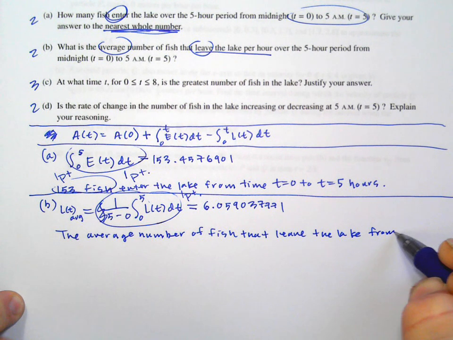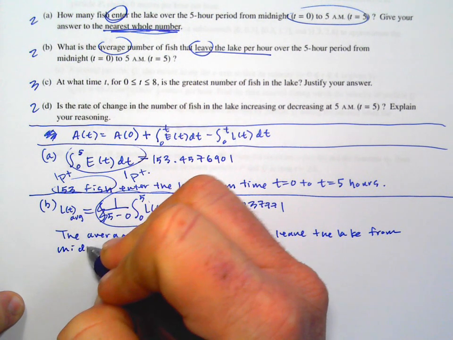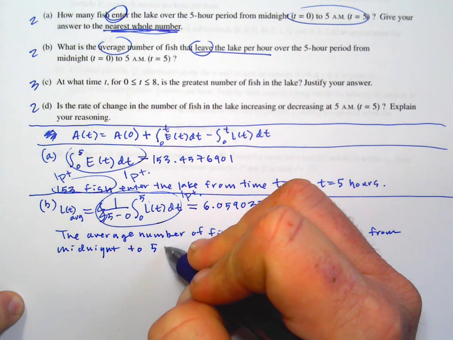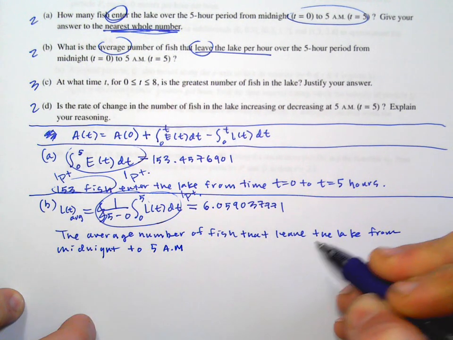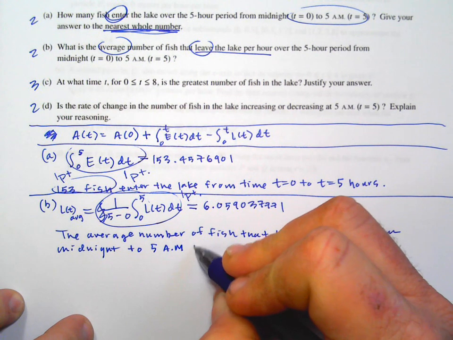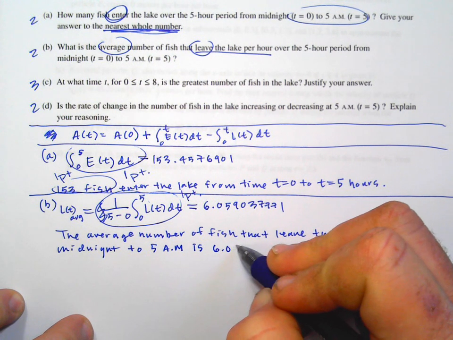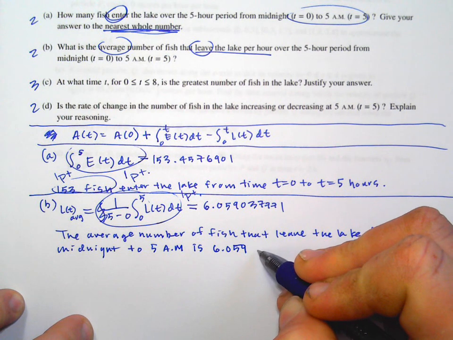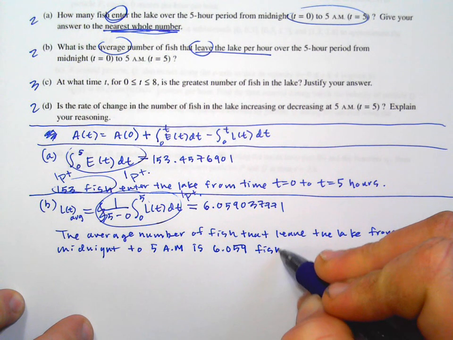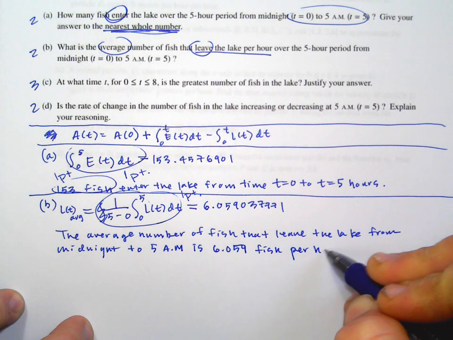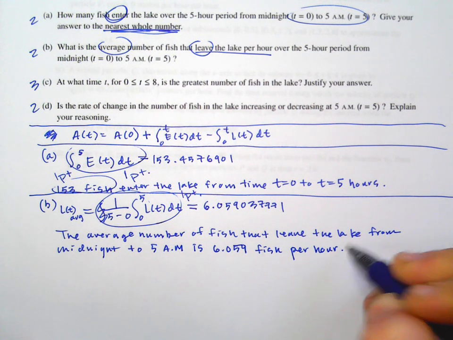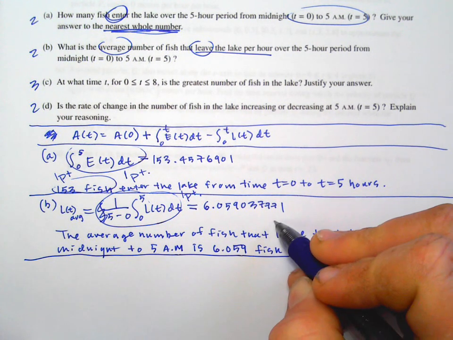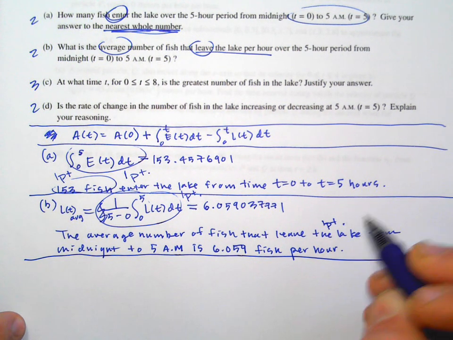from midnight to 5 a.m., or you could use t equals 0 to 5 hours, is 6.059, truncated to 3 decimal accuracy. What are the units? Fish per hour. This is average L. L is fish per hour leaving the lake. So 1 more point for your answer.